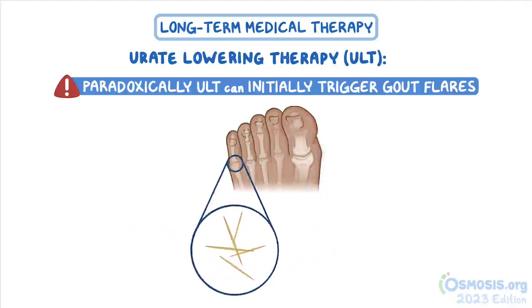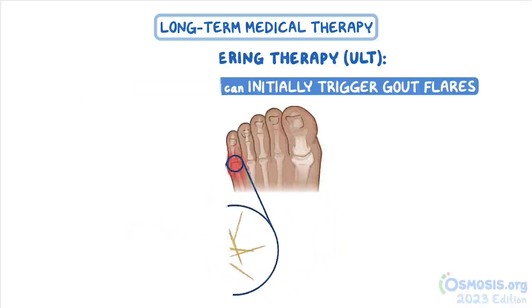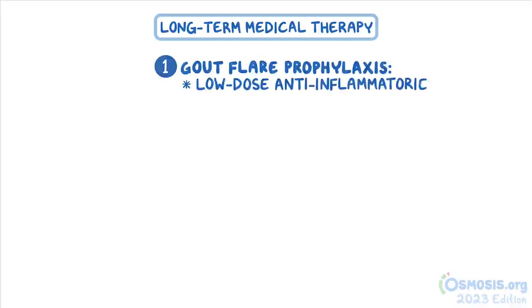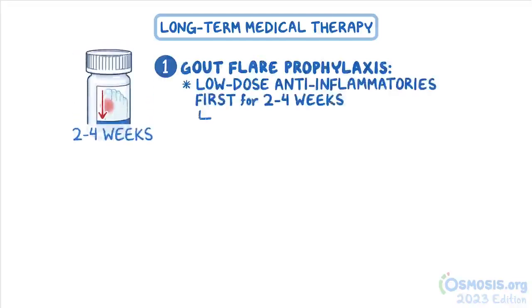Okay, now that you've treated your patient's gout flare, let's switch gears to long-term management. Be sure to assess your patient's response 2 to 4 weeks after the acute episode. Order an X-ray of the affected joint to assess for damage.